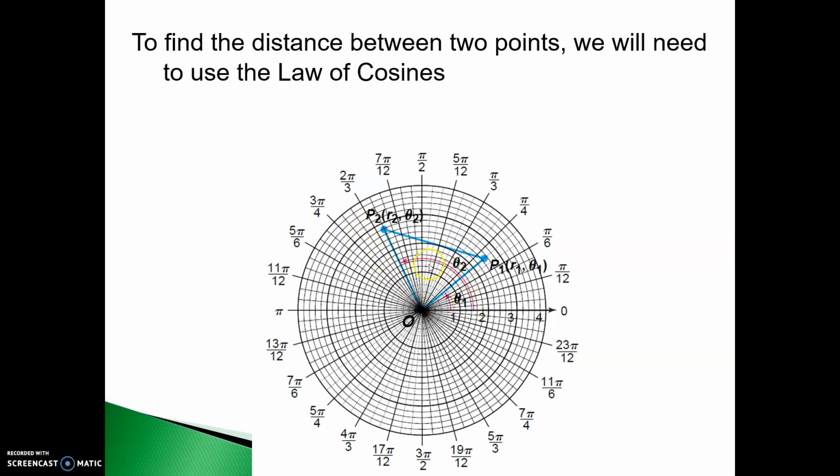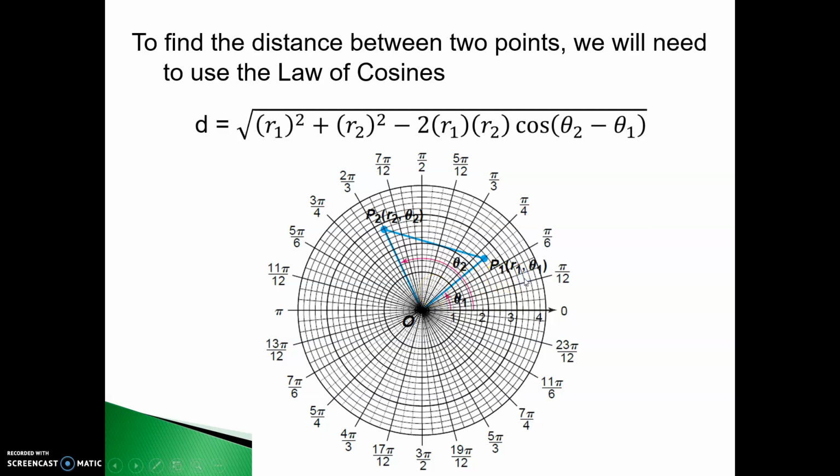And then we said this is the larger theta value and this is the smaller theta value. And so we would subtract those to get the measure of this angle right here. And so that gives us this formula that says take the first r squared plus the second r squared minus 2 times the first r times the second r times the cosine of the difference in theta.